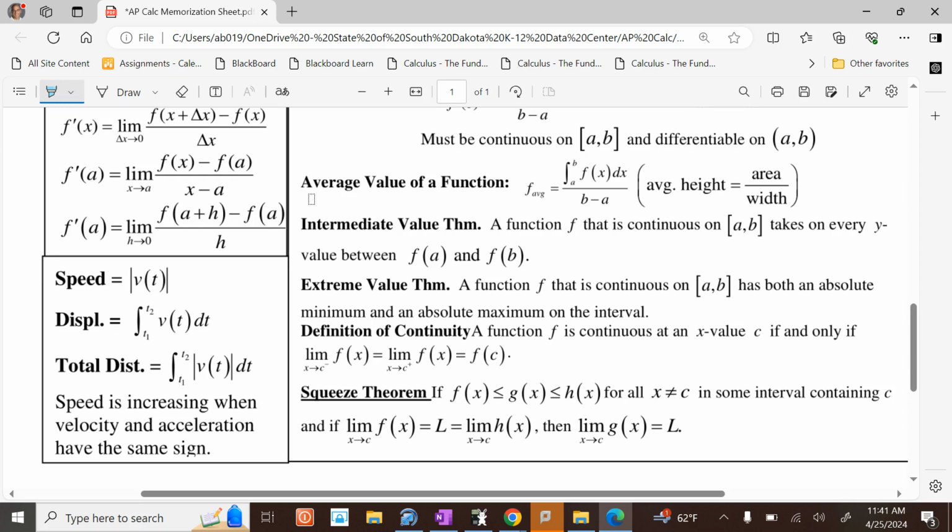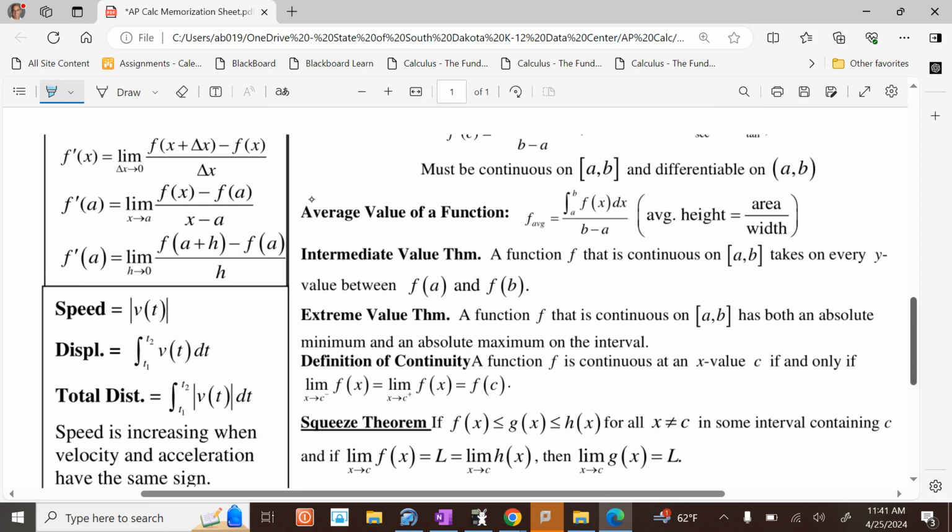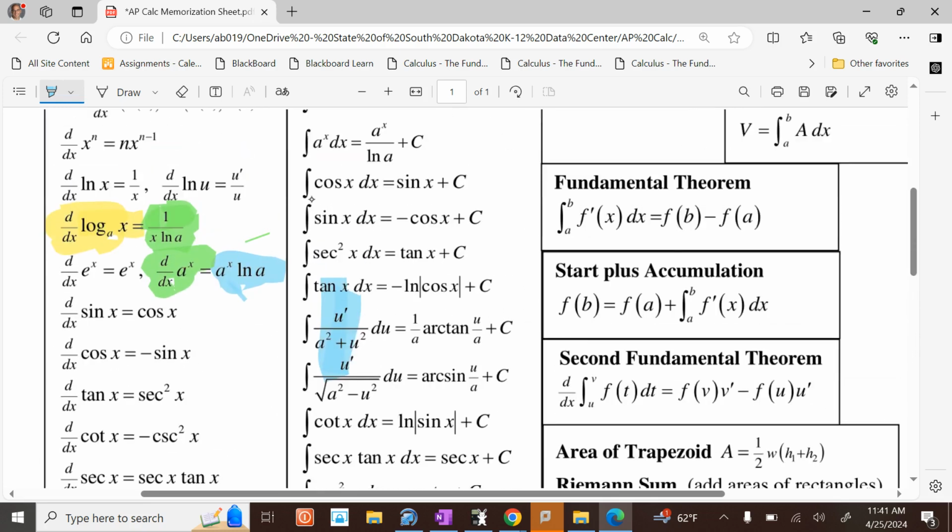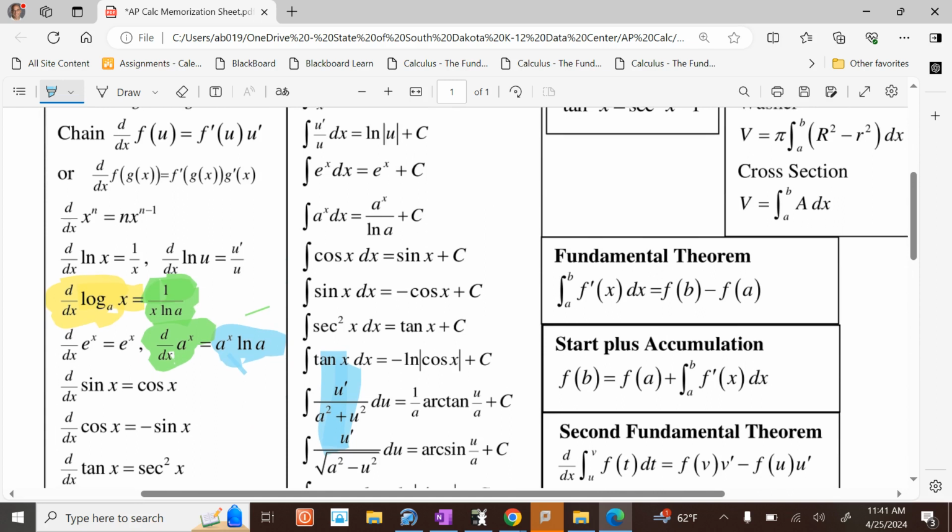Speed is the absolute value of the velocity. Not so worried about that one, but displacement and distance you'll be quizzed on, because you'd have to know which one uses absolute values and which one doesn't. Speed is increasing when velocity and acceleration have the same sign. That's not that big of a deal.